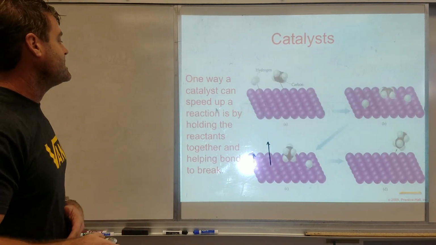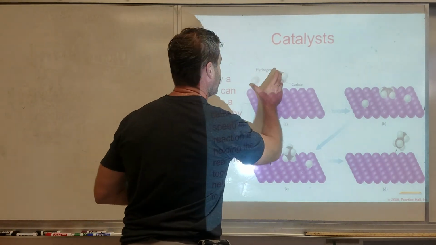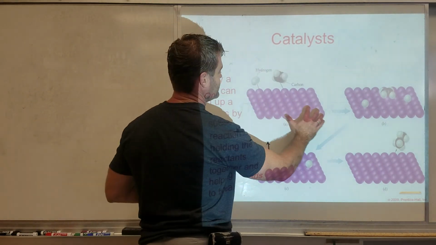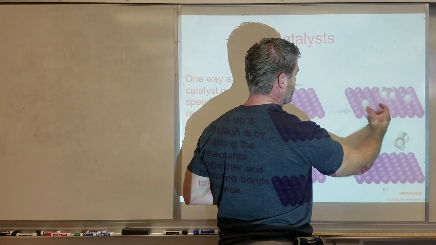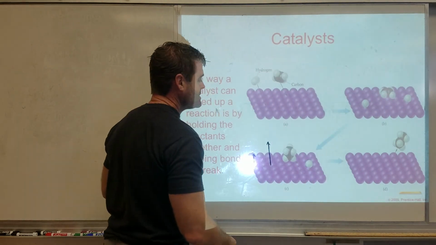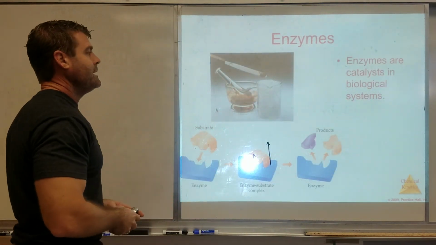So one way a catalyst can speed up reactions is by holding reactants together. Just imagine hydrogen reacts with this hydrocarbon, and so let's say this is a catalyst. Basically, it could bind the two substances together and then allow for the breaking of bonds to occur much easier.